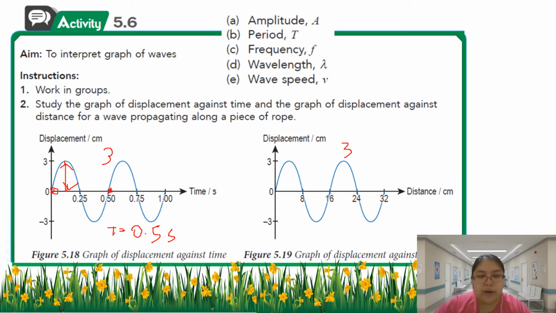After that you can find the frequency. The frequency is 1 over T. Then you give the answer. Wavelength: you need to go to the other diagram to find the wavelength. After that, wave speed: you can combine the two diagrams to find it. V equals f lambda. This answer I will give you in the next lesson. Next lesson we will surely discuss the exercise. So please do these activities.